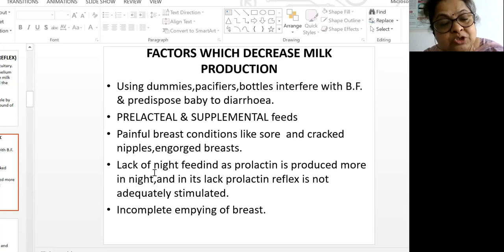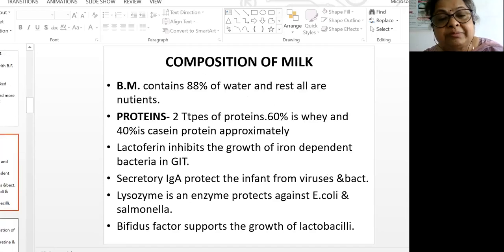So there is to ensure a complete refilling. And complete emptying will be ensuring complete refilling of the breast. Now, composition of breast milk. It contains 88% of water and the rest are all nutrients.